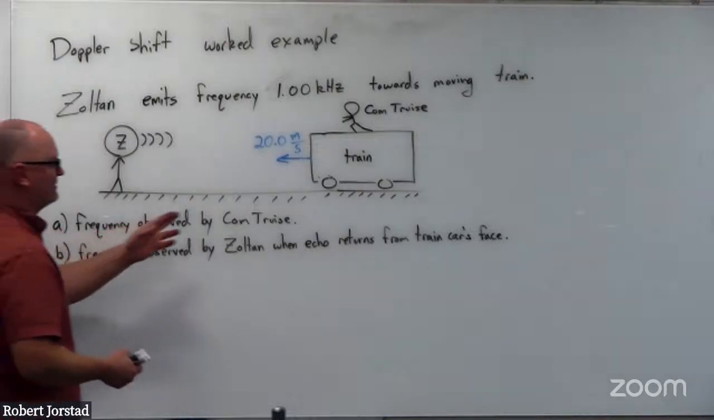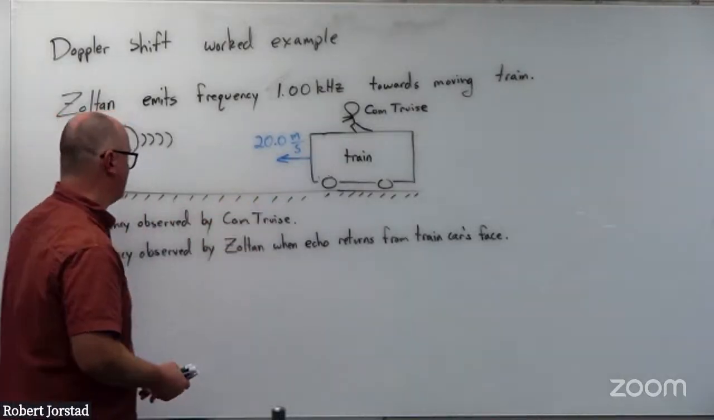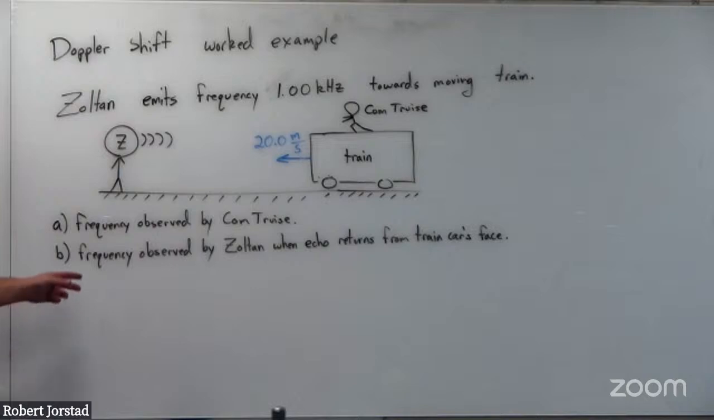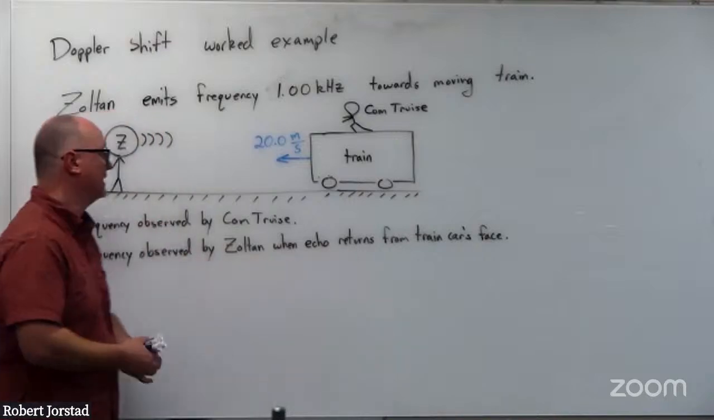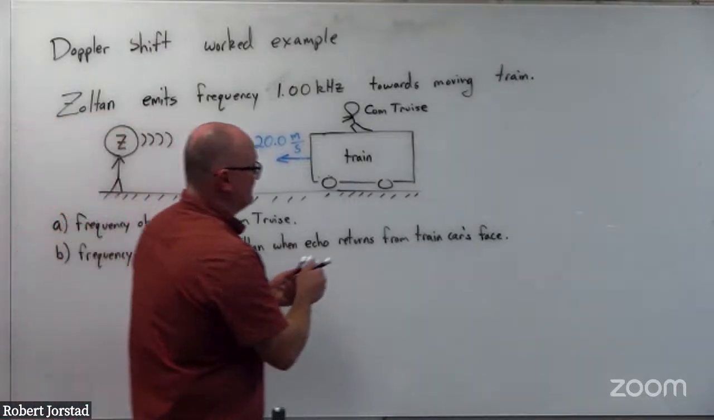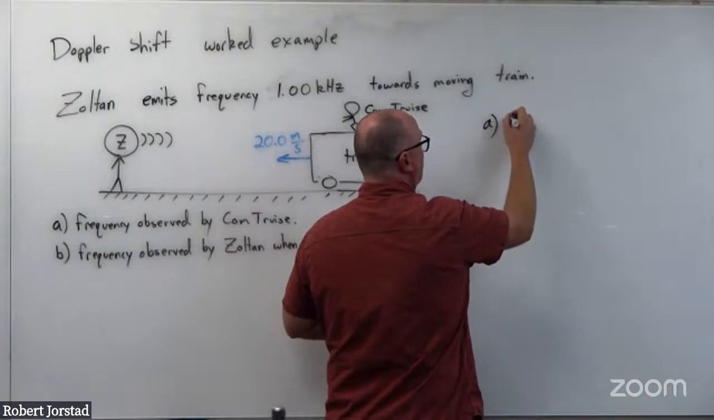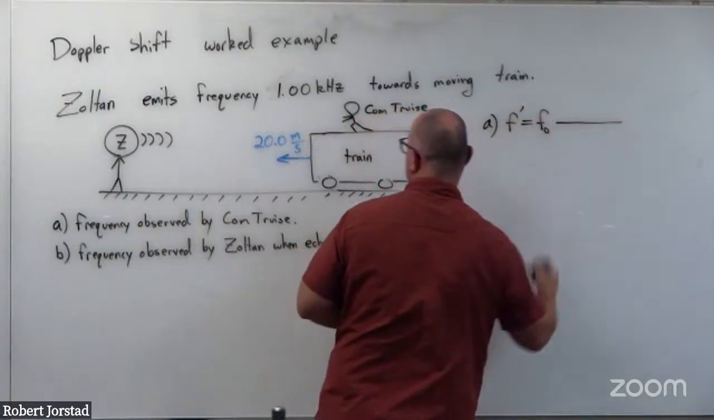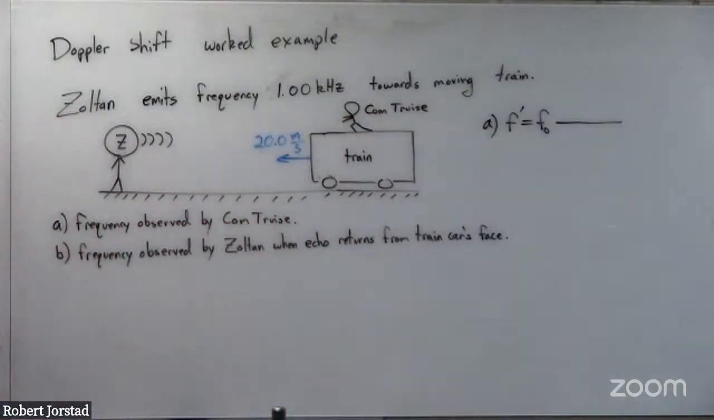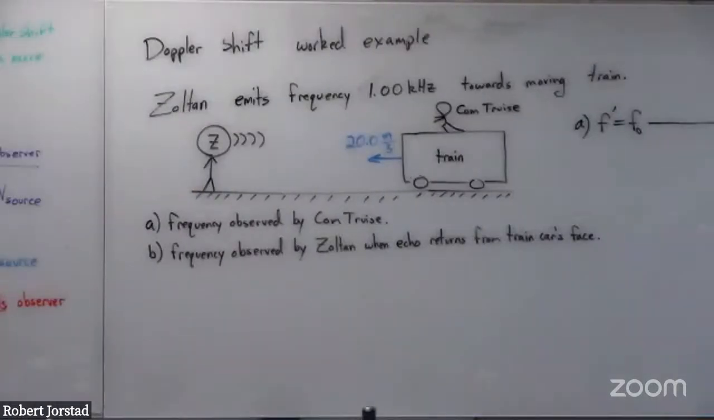What frequency is observed by Tom Cruise on top of the train, some daredevil, and what frequency is observed by Zoltan when the echo returns? This is one that gets a lot of people. So let's do part A first. We know that f prime is equal to f naught, and then going back to our formula, let me just get that formula on screen here.